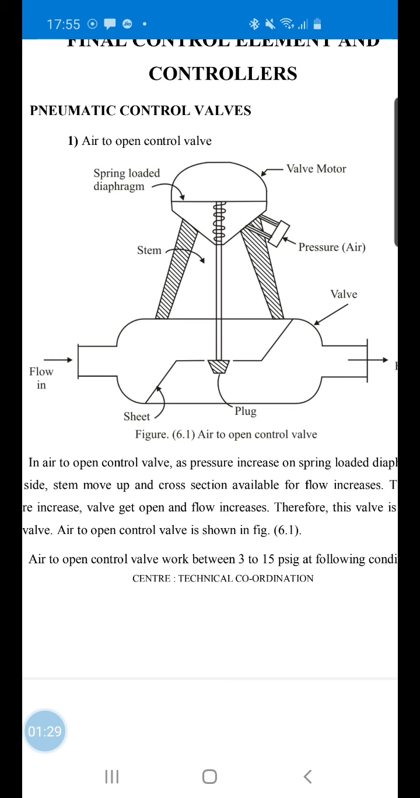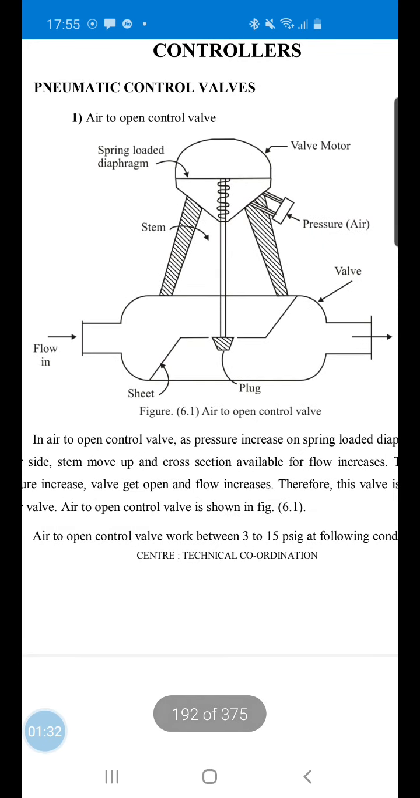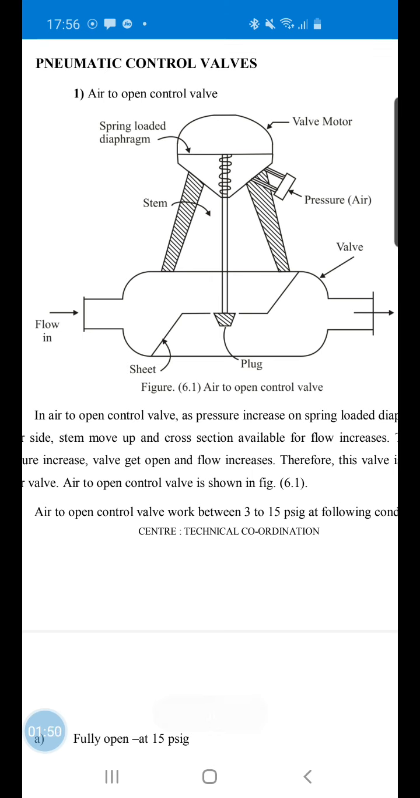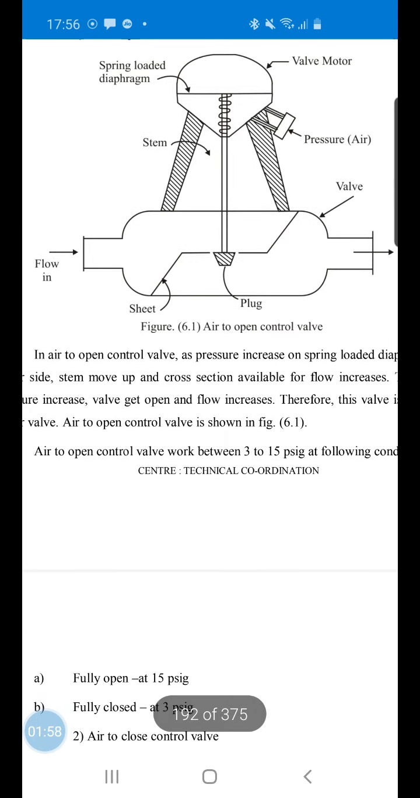This pressure is applied on the spring loaded diaphragm. So this spring loaded diaphragm moves up. It is connected to the spring, to the stem and finally to the plug. So all this portion goes up and the cross section available for the flow increases, due to which the valve opens and the flow coming in from this valve increases. So this valve is called an air to open control valve. You increase the pressure, the flow rate increases.